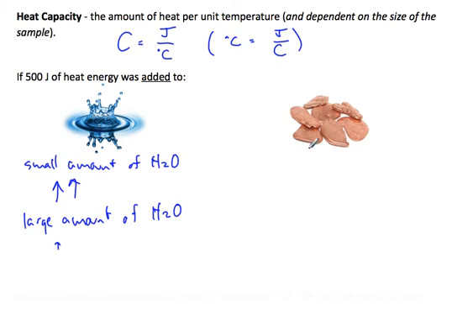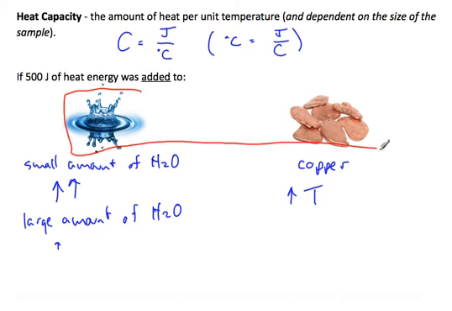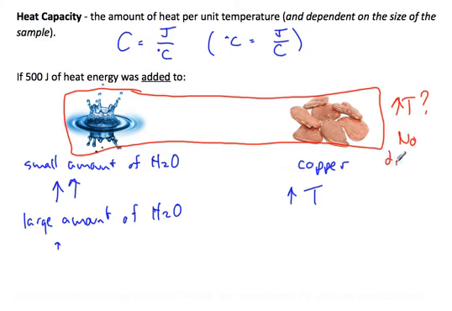Okay, now if I did the same thing to copper, say I added 500 joules to copper, what am I going to see? Well, I'm also going to see an increase in temperature, and again, depending on the size, I'd see a larger or smaller difference. But what if I wanted to compare these two, and now I make the amount the same? Would I see the same increase in temperature? Well, the answer is no. It's going to be different, and it's going to be different because the substances are different.